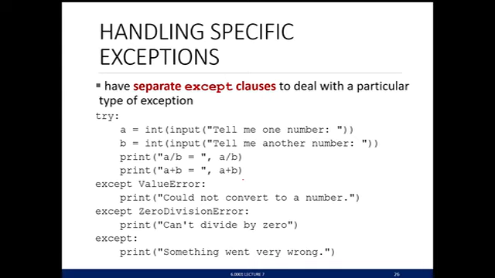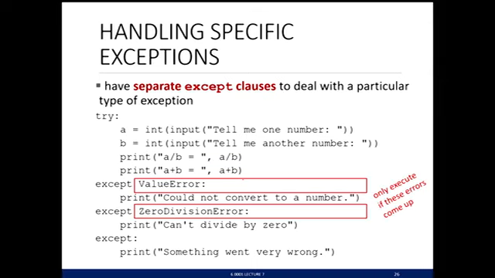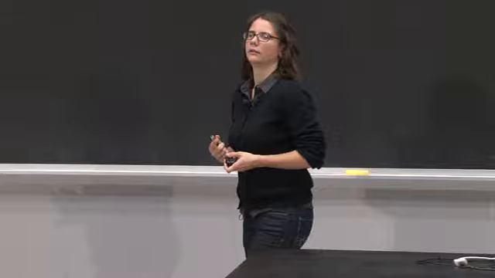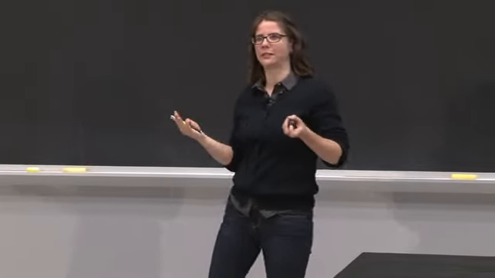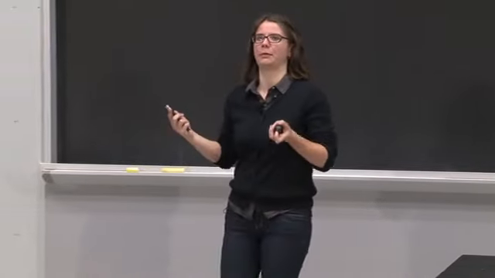If the user inputs a number for b such that we're doing a divided by b, that would give a zero division error. In that case, we're going to catch this other error here, this zero division error, and we're going to print this other message, can't divide by 0. Okay? So you can think of these different except blocks as sort of if, else if statements except for exceptions.